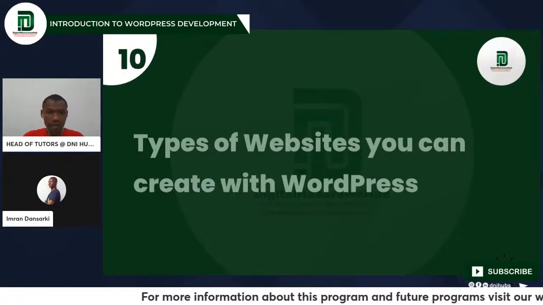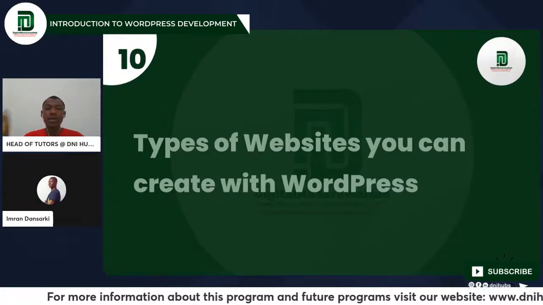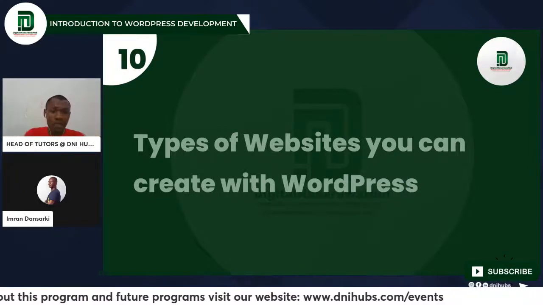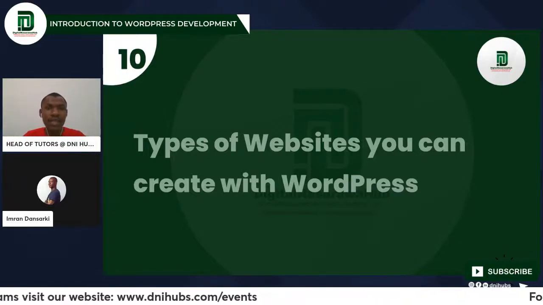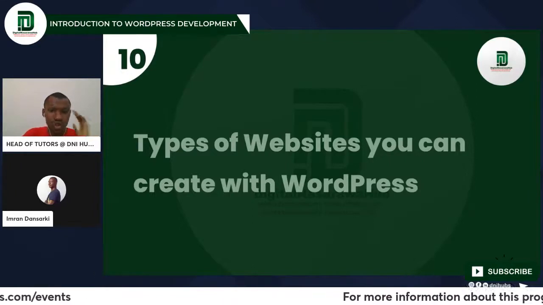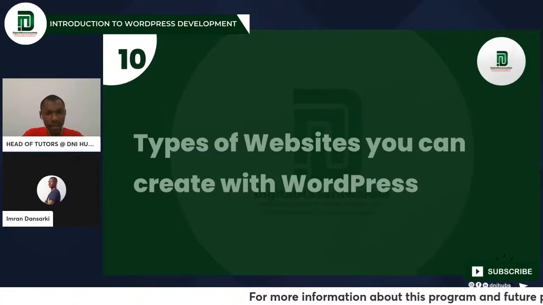So the types of website you can create with WordPress: e-commerce websites, travel websites, make-money websites, whatever website, and they are just there. Agency websites, they are there. Plenty that you can do, as simple as it is. Thank you very much.